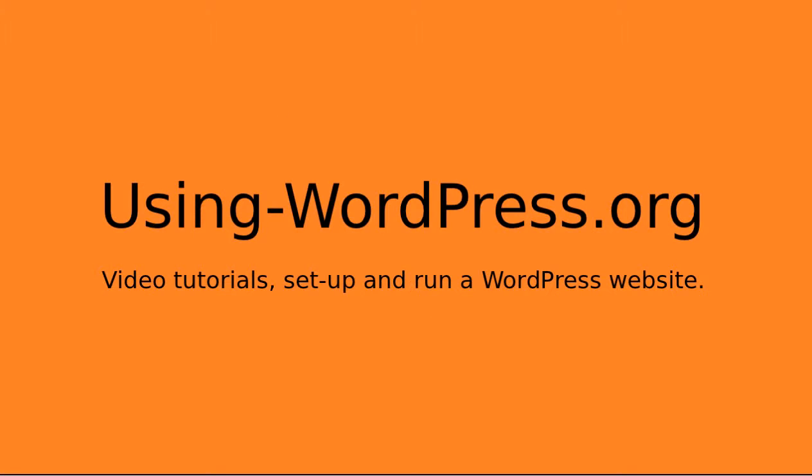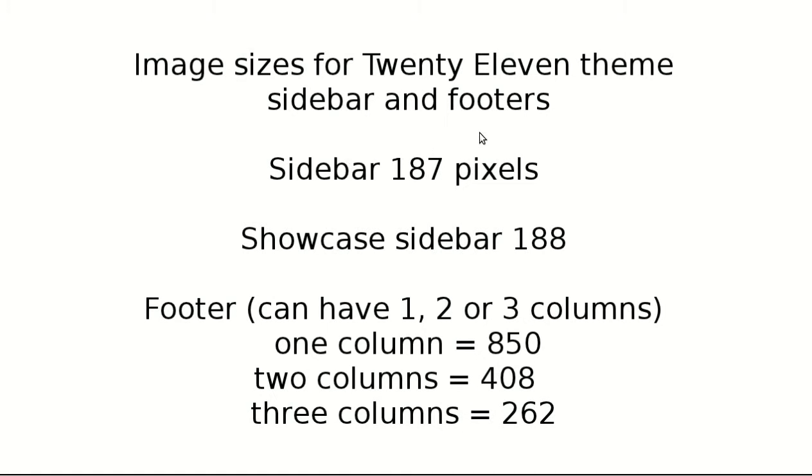But if you put in images in the sidebar, the footers work in the same way as the sidebars, and the footers are down at the bottom of your page. But with your sidebar, the images want to be 187 pixels wide. If they're wider than that, WordPress will shrink it the best it can. And there's a special sidebar called the Showcase sidebar. If you use that one, then it's 188 pixels instead of 187.